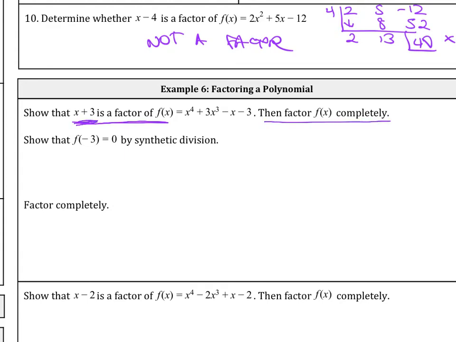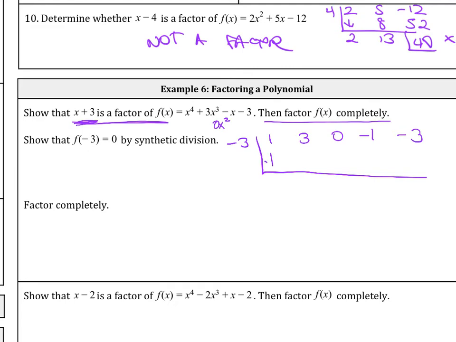So when it's in this form, we use the opposite, so negative 3. We're going to check it by synthetic division. Then we check to see if anything's missing. x to the fourth, x cubed, we're missing a 0x squared. x to the first is good, and negative 3. So 1, 3, 0, negative 1, and negative 3.